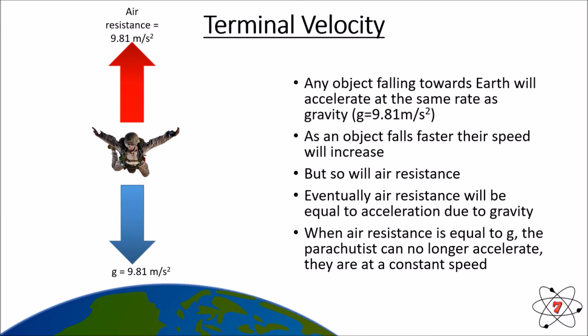So when air resistance is equal to gravity, the parachutist or any object that's falling can no longer accelerate. They're now travelling at a constant speed because the downward acceleration and the upward force have cancelled each other out. So their speed can no longer increase. This is their maximum speed. And we call this speed, where air resistance is equal to and therefore cancelling out the rate of acceleration due to gravity, terminal velocity.